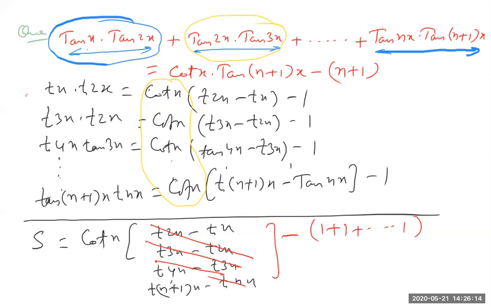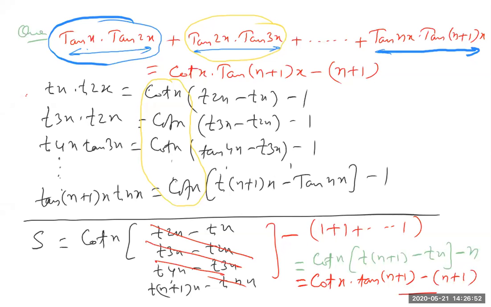So if you observe, overall it is cot x into tan n plus 1 x minus tan x, minus 1 minus 1, 2 times is 2, minus 1 minus 1 minus 1, 3 times is 3, and so on, n times is n. So further you can write, this is equal to cot x into tan n plus 1 x minus tan x, cot and tan this will be 1 and minus 1, so minus of n plus 1. This will be the final answer.